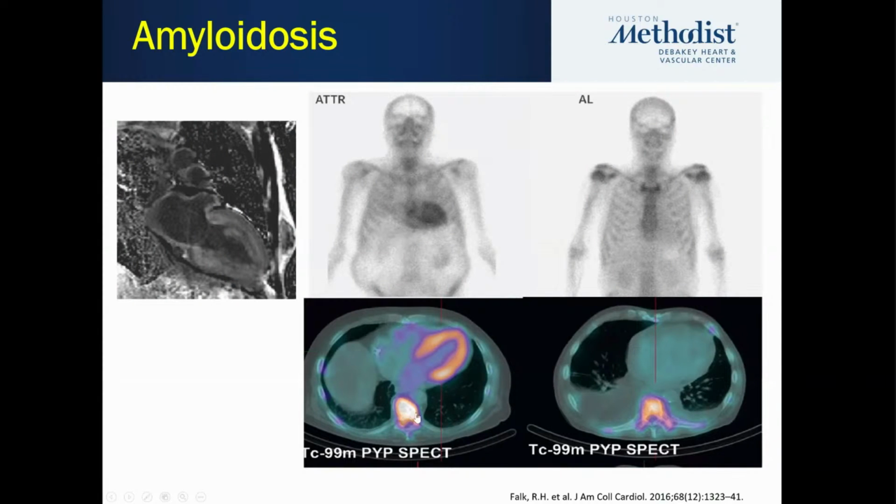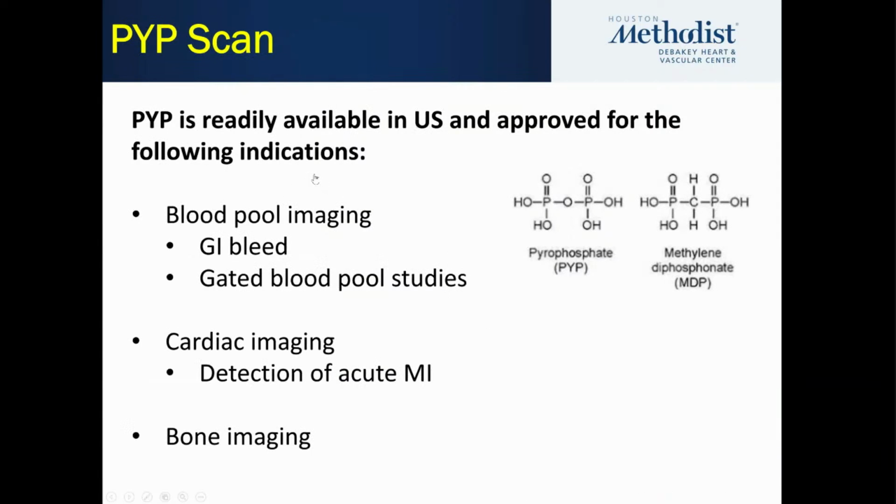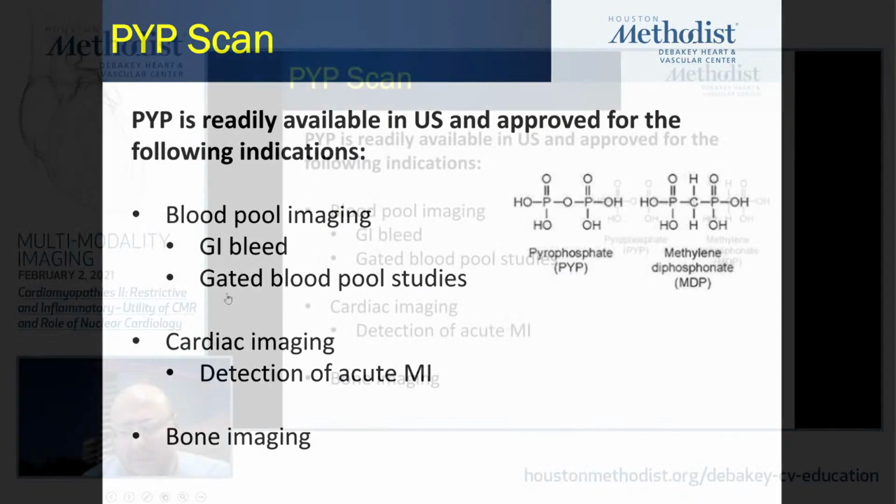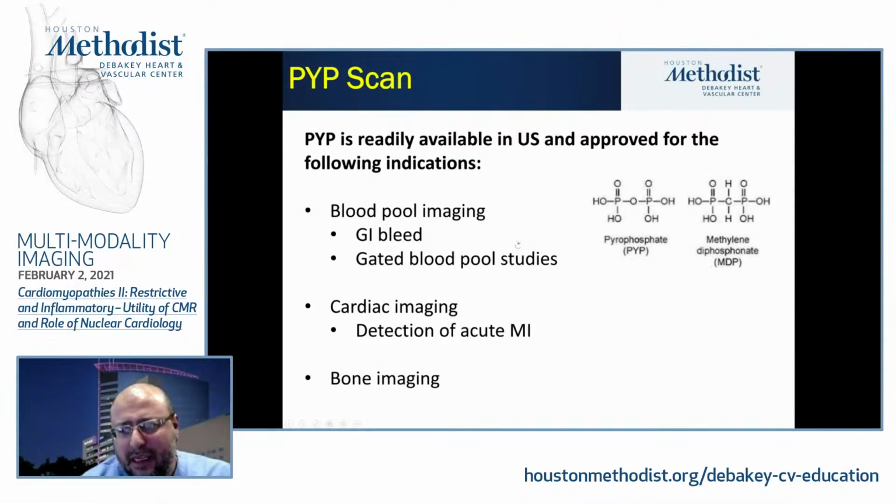Now, what is PYP? Because you see the vertebra is lighting up, you see the ribs lighting up. PYP is actually a bone scan, different than the agent used currently in bone scanning in the US, but it is another bone scan agent which has been approved for blood pool imaging, for even cardiac imaging to detect myocardial infarction, and for bone imaging.